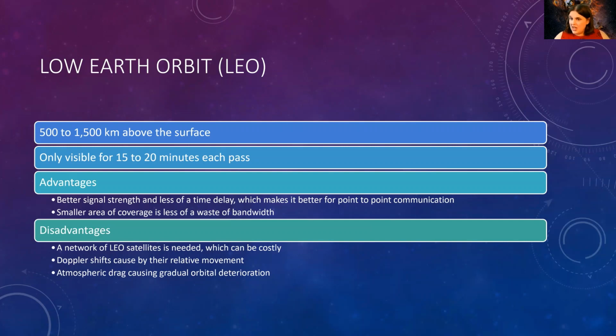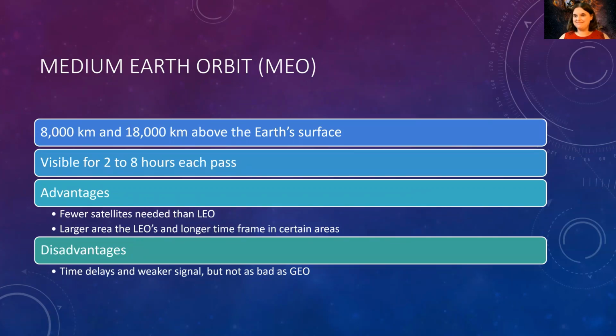So you have to have some of these satellites, but what can we do as an intermediary? Why not medium? Instead of having something that's very far out or very close to Earth, we can have something in between. These are visible for 2 to 8 hours each pass, which is really nice because that means fewer satellites are needed and it can cover a larger area over a longer period of time. Disadvantages is that since it's a medium, it has a weaker signal, not as strong as a low Earth orbit or LEO satellite, but stronger than a GEO satellite.